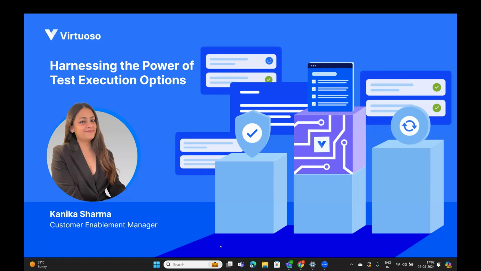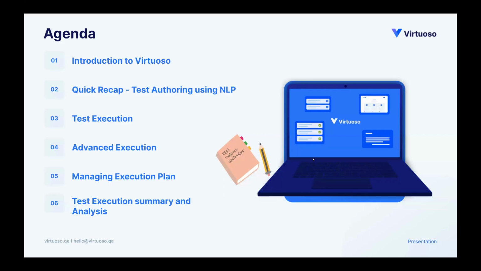We have with us Kanika Sharma, who is the Customer Enablement Manager here at Virtuoso, and she'll be driving the session today. And the agenda for the session would be, Kanika, if you can move to the next slide. So here you can see the agenda for the session. Kanika would be walking us through all these topics. And towards the end, we'll be having more details about the upcoming enablement webinars as part of this series, and also how you can upskill on Virtuoso and get certified. So stay tuned till the end. And with that, I would like to hand it over to Kanika to start the session.